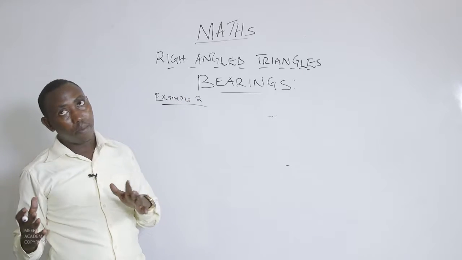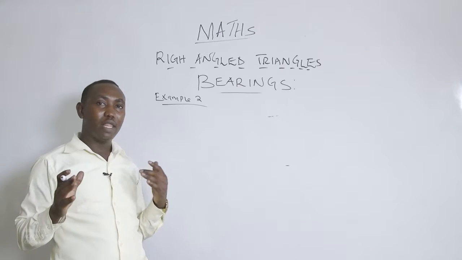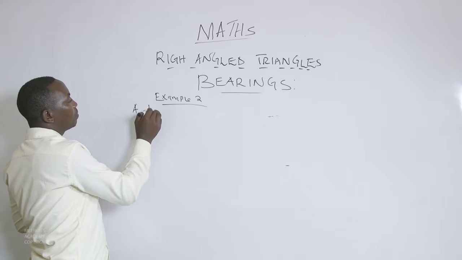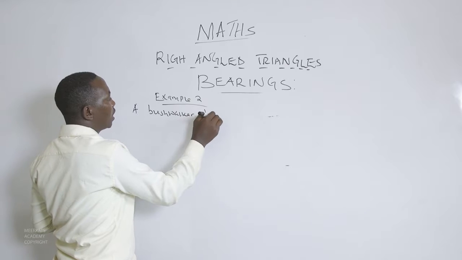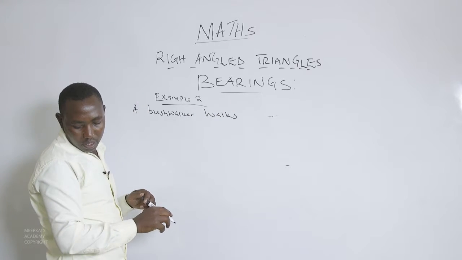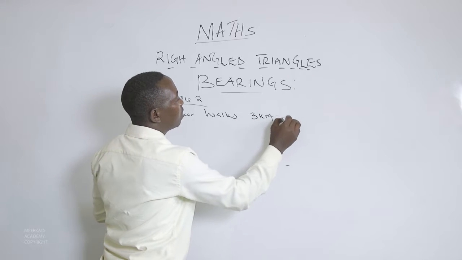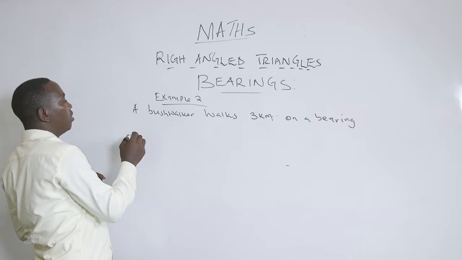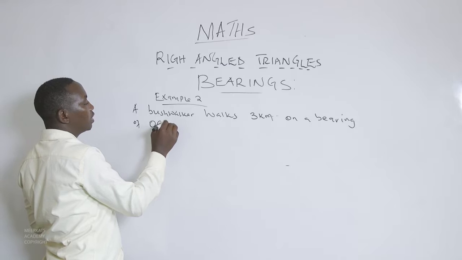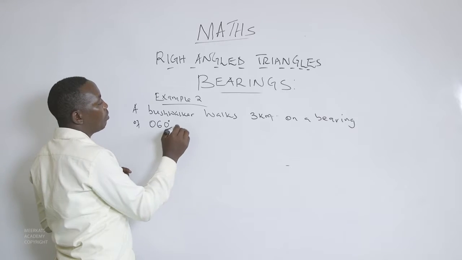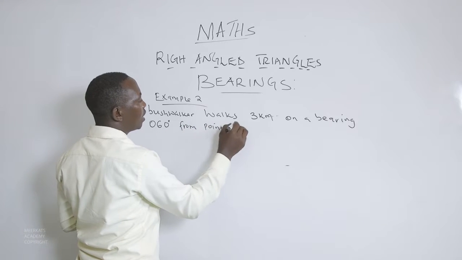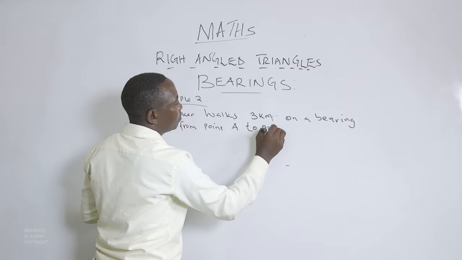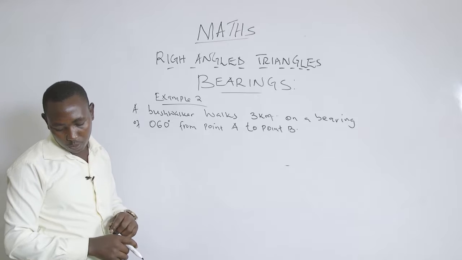Example 2. We shall now be combining the bearings and the trigonometry to find distances and also sometimes those particular angles. So we are told that a bushwalker walks 3 kilometers on a bearing of 060 degrees from some given point A to point B. So he walks from point A to point B.